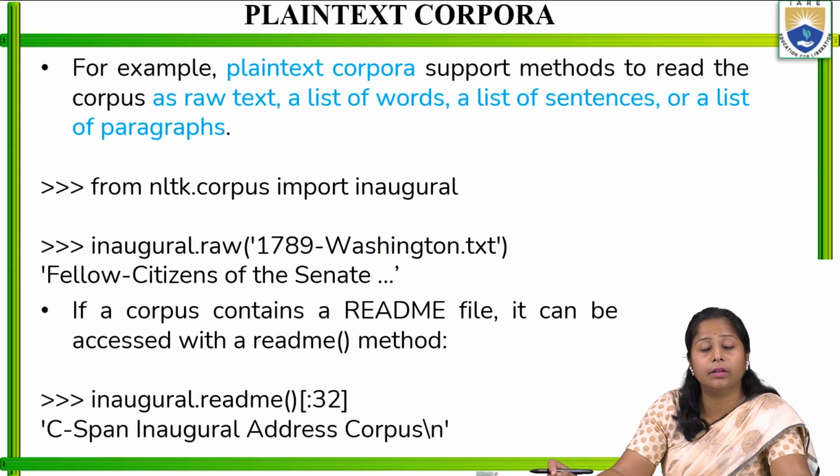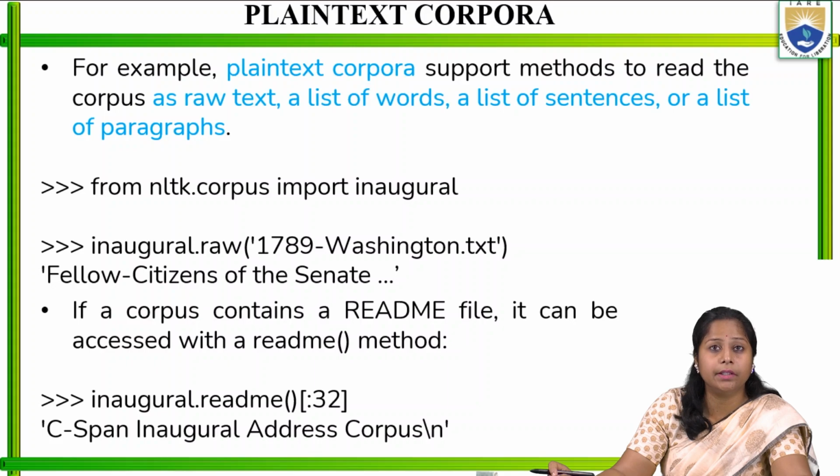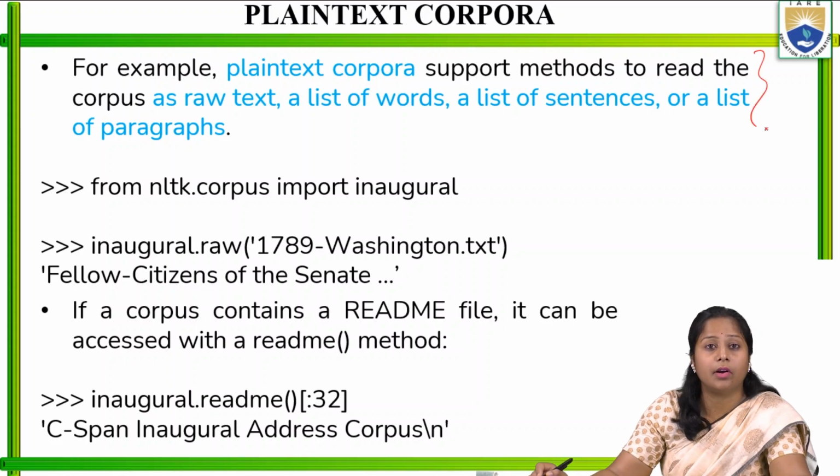Now, if I talk about plain text corpora, that is a type of corpora. For example, plain text corpora support methods to read the corpus as raw text, as a list of words, as a list of sentences, as a list of paragraphs. This is a basic corpora that a user can create. It will be created by the user. Some of the corpora are also available in the NLTK library. I will call those and show you, and then you will understand, and you are going to create your own plain text corpora also.